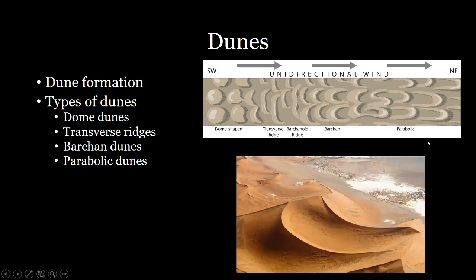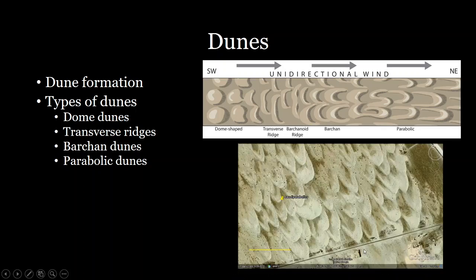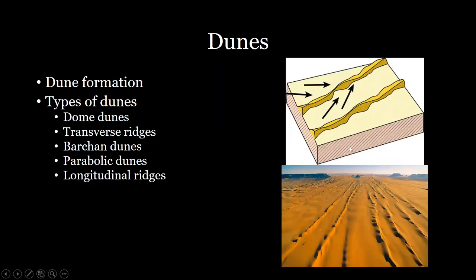Here's an example of those where you have the strong wind coming from this region and blowing these dunes this way. Here's another example of an entire dune field of parabolic dunes.